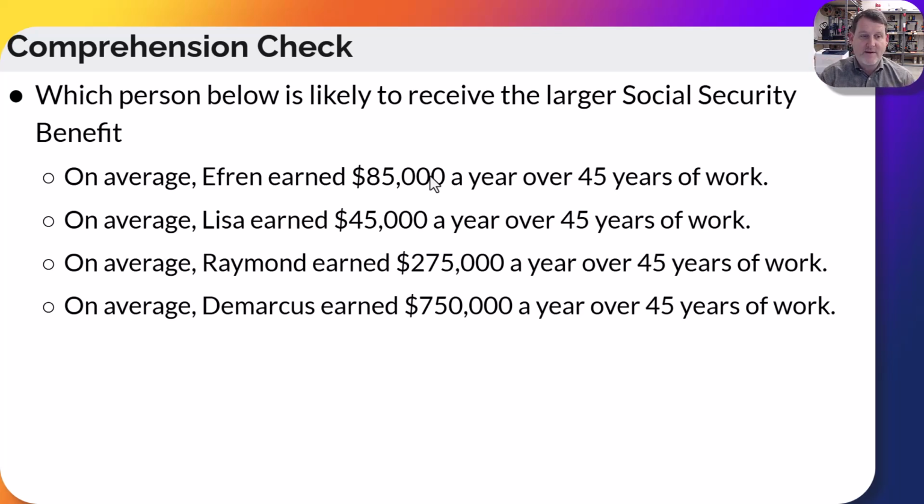And then Raymond and DeMarcus are going to both get higher payouts than Lisa and Efren, but because they make more than that cap, they're actually going to get the exact same payout of that maximum of $4,000. So Raymond and DeMarcus will be tied. Hopefully that was useful.